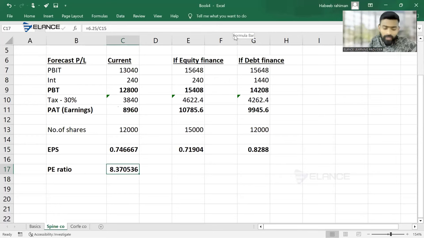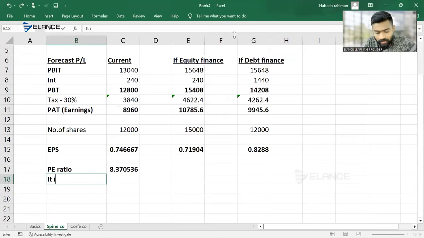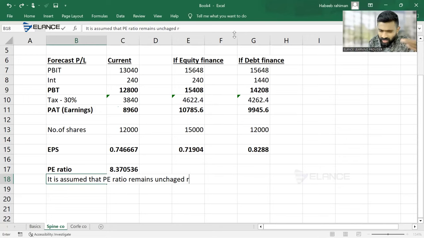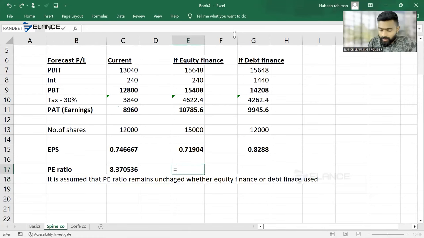For Spine Company, the current PE ratio was not given. That's why we calculated the PE ratio first. Now we'll write: it is assumed that the PE ratio remains unchanged, regardless of whether equity finance or debt finance is used. So we'll write it like this, equal to the same. Don't copy paste, just write equal to the same here and equal to the same here.